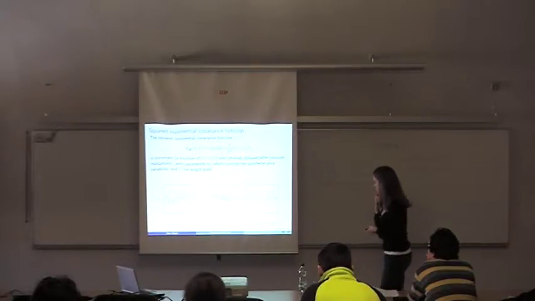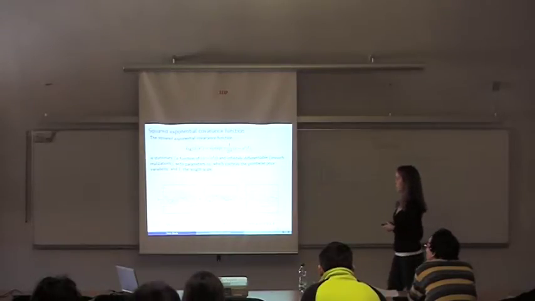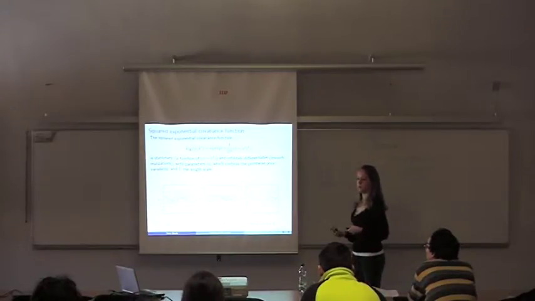Okay, so next I have some examples of different types of covariance functions that we can use and what it implies about the samples from the Gaussian process.